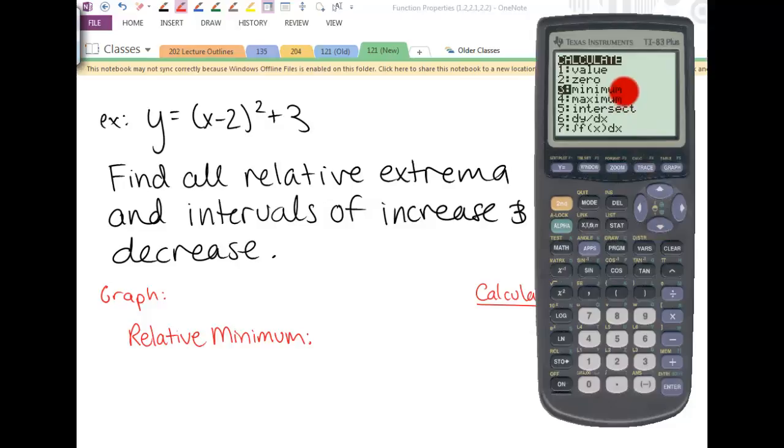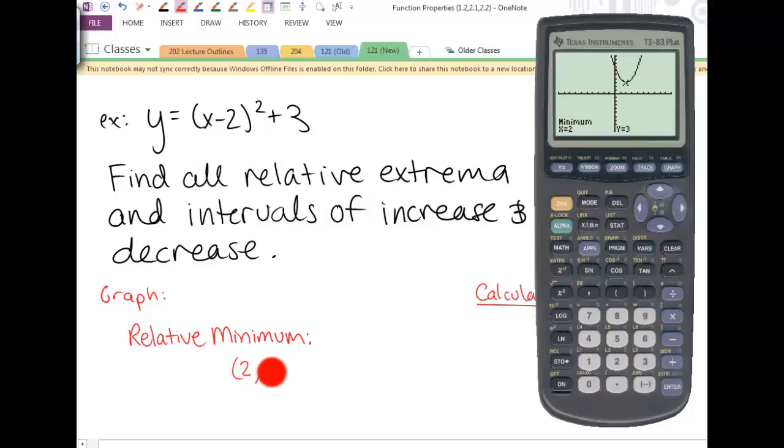Now here we're finding a minimum. Finding a maximum is the same process. You just want to pick whichever one makes sense for your graph. So I'm going to choose minimum. It asks for a left bound, which means I'm going to use the arrows just to move the cursor somewhere over left of the point that we know is the minimum. So this one will work. The right bound, I'm going to scooch the cursor over to the right of the minimum. And then guess, you can just get the cursor close to the minimum. So this one tells me the minimum is the point 2, 3.